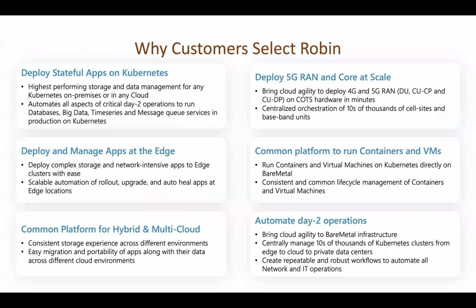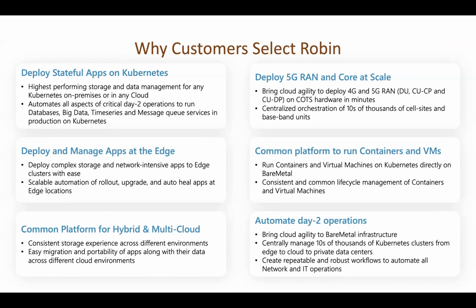So just to wrap up the session, why do customers choose Robin? These are the main reasons. One is deploying stateful applications on Kubernetes, and deployment of 5G RAN at scale for operators. Stateful applications need a lot of awareness of the infrastructure, which is taken care of automatically on the Robin platform. And deployment of 5G RAN and core needs a lot of scaling and also performance tuning across different sites. So this is again achieved on Robin CNP.